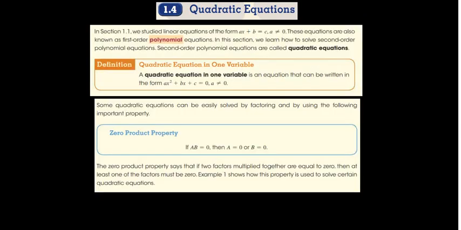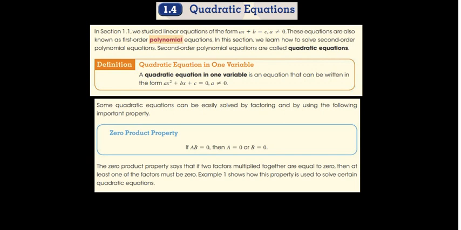Alrighty, so starting from the top. In section 1.1, we talked about linear equations. Again, these are equations that create a line, right? ax plus b is equal to c, where a is not equal to 0. These equations are also known as first order polynomials. That order basically means the degree of my exponent. And you can see here, the degree of my exponent is 1, right? x to the first power. All right, so it's first order, first degree.